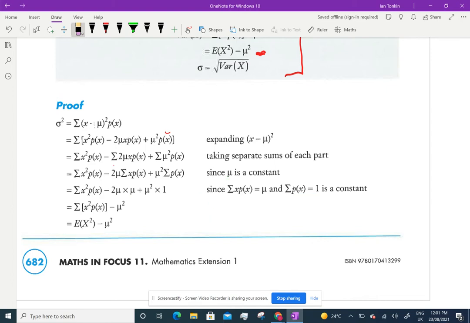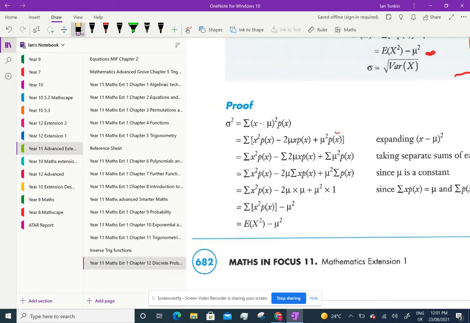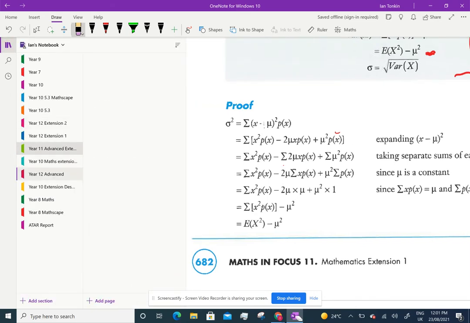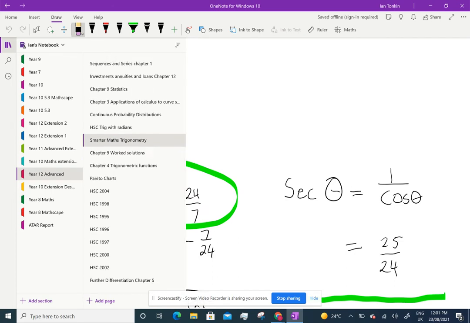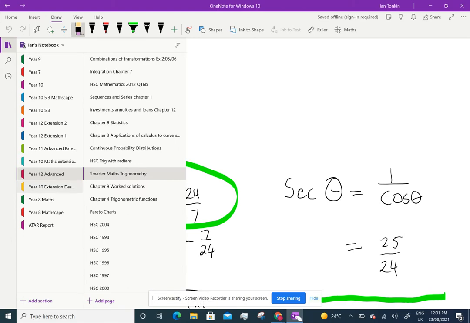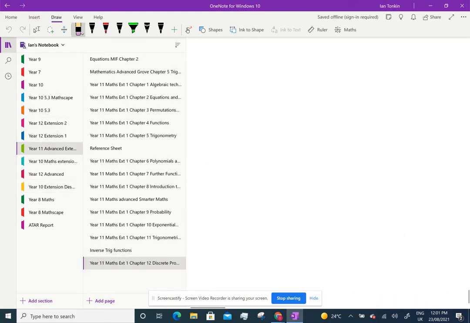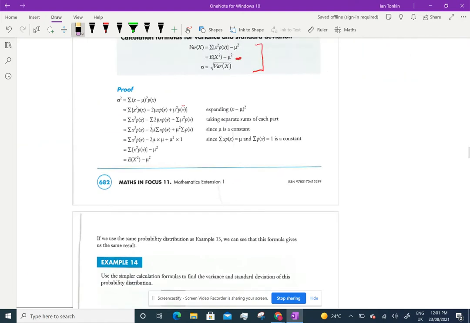On your formula sheet, come here. If I go to Year 12 Maths Advanced, I'm pretty sure I've got the formula sheet somewhere here. Where is it? Trig with radians. HSA. I haven't got last year's. It's on your formula sheet. You will see it. So let's go back. Here we go.